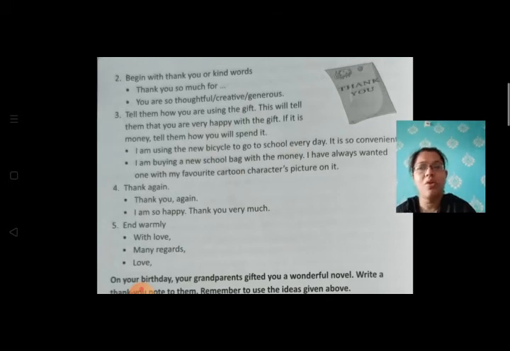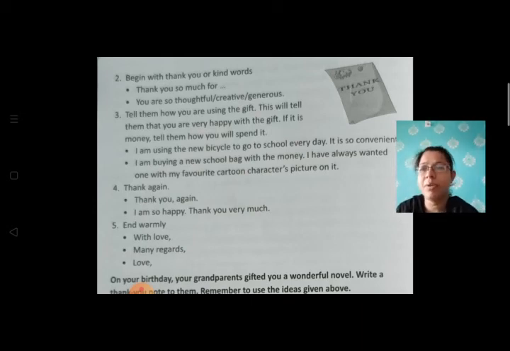Then the third thing is you need to tell them how you are using their gift. The thing which you got in the gift, you can just write about it, that you loved that gift and how you are using it. This will tell them that you are very happy with the gift. And if it is money, then tell them how you will spend it. If you have got money as a present, you should let them know while thanking them how you spent that money. For example, I am using the new bicycle to go to school every day. It is so convenient.